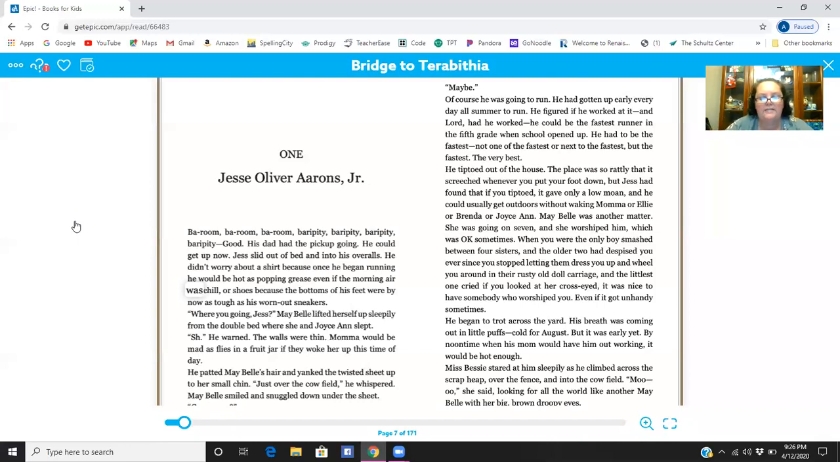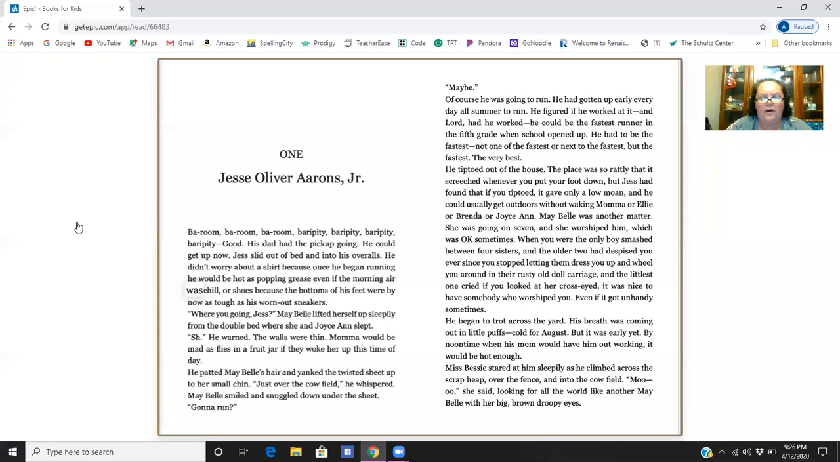Where you going, Jess? Maybelle lifted herself up sleepily from the double bed where she and Joyce Ann slept. Shh, he warned. The walls were thin. Mama would be mad as flies in a fruit jar if they woke her up this time of day. He patted Maybelle's hair and yanked the twisted sheet up to her small chin. Just over the cow field, he whispered. Maybelle smiled and snuggled down under the sheet.